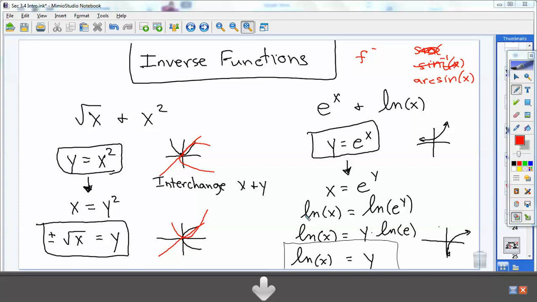ln x, ln e to the y, bring the y down in front, ln e is 1. We get y equals ln x. So we interchange the x and y, so we can see that ln x and e to the x are inverses of each other. Okay, they undo each other.